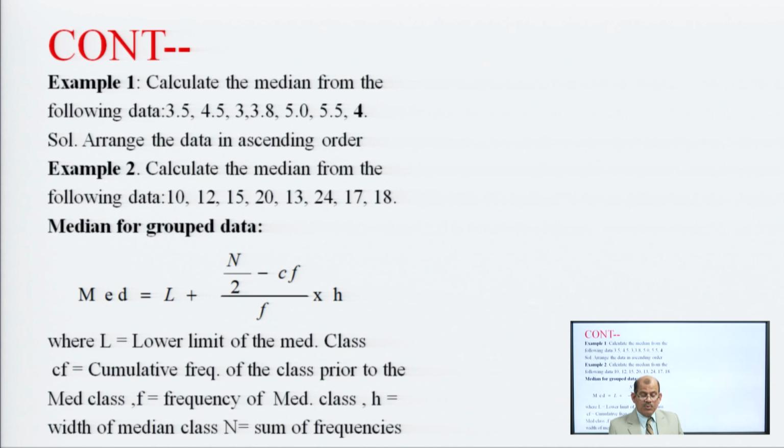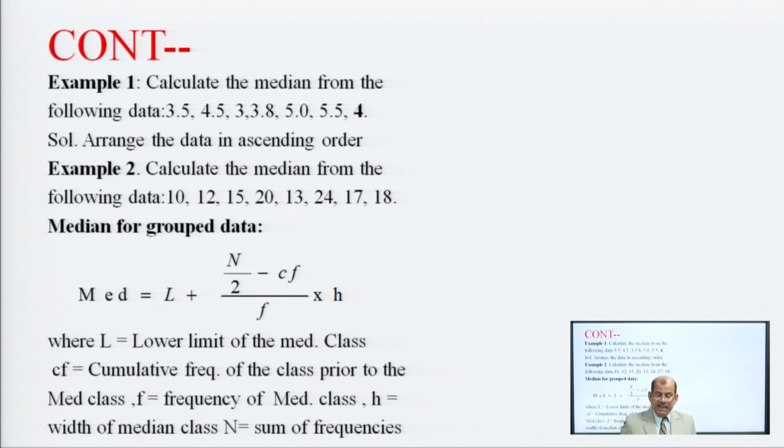So we have to arrange the given data in ascending order. The first minimum number is 3, 3.5, 3.8, 4, 4.5, 5, 5.5. The middle value is 4, hence the median is 4.